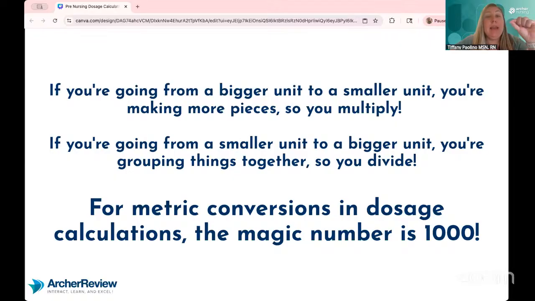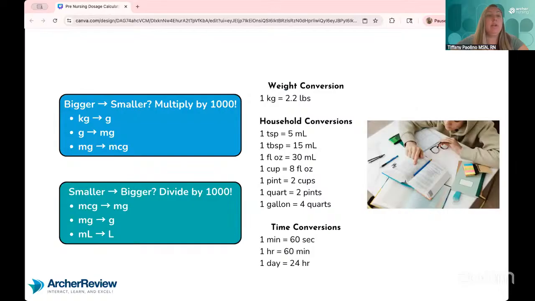Remember, in metrics, the magic number is 1,000, okay? Especially in dosage calculations. So really, this is fundamental because we're practicing safe and effective patient care. We don't want an extra zero on there, right? Because it could be life or death. So that's why we take dosage very, very seriously. Hope you're all with me now. So we're going to get into a couple more conversions.